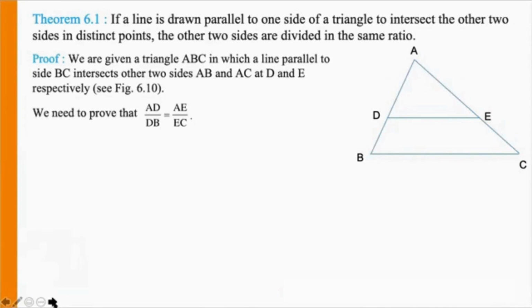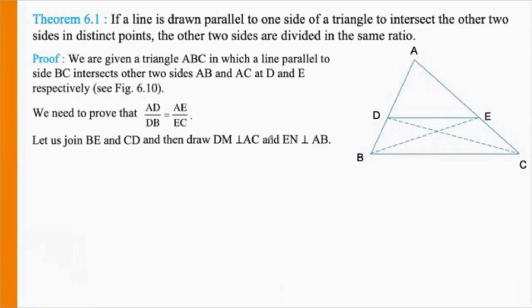So let us understand the proof. Let us join BE and CD. Then draw DM, which is perpendicular to AC, and draw another perpendicular line EN, which is perpendicular to side AB.